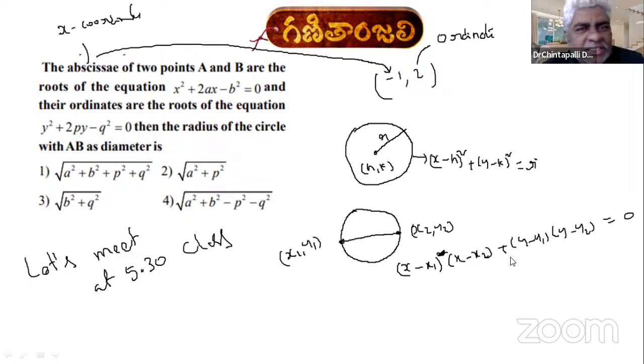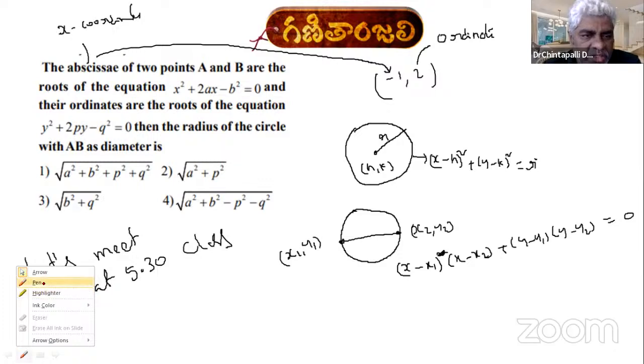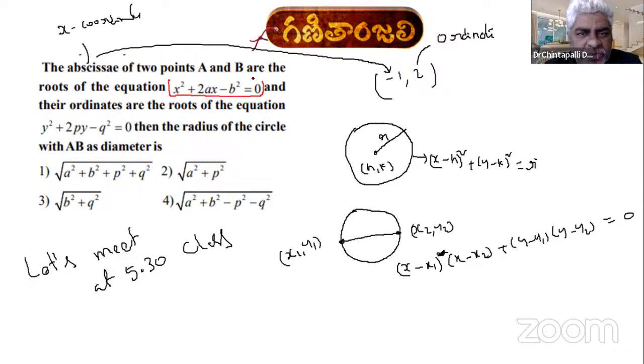The abscissa of 2 points A and B are the roots of the equation. See, students, to find the abscissa of 2 points, we need to know the roots of the equation. But we can't solve these roots. Let the roots of this equation be x1 and x2. Can we find the value of x1 and x2 separately?